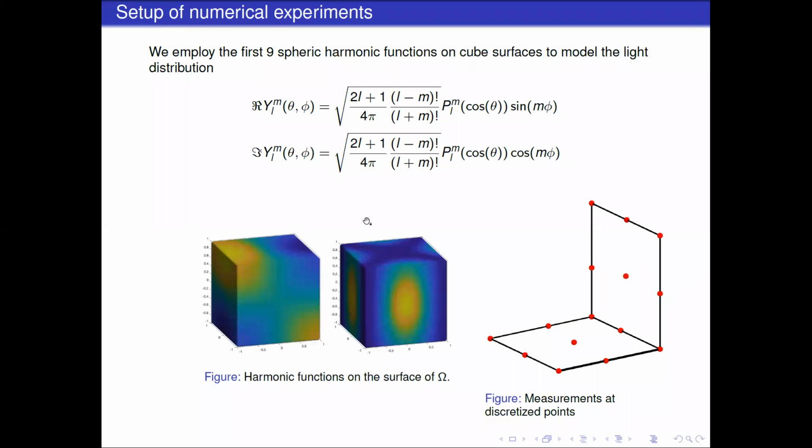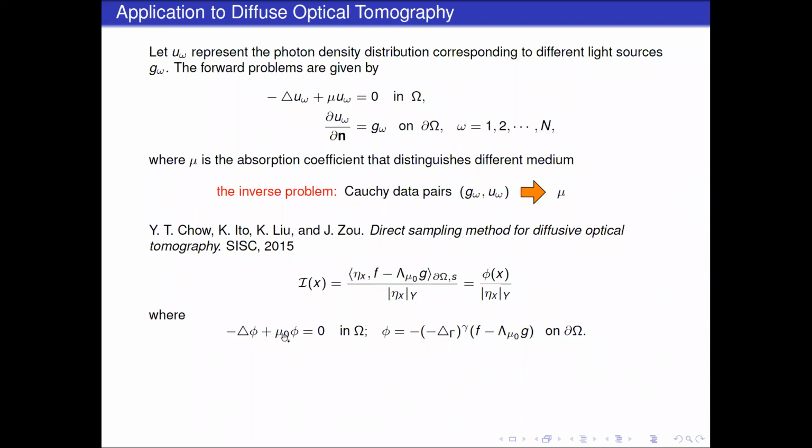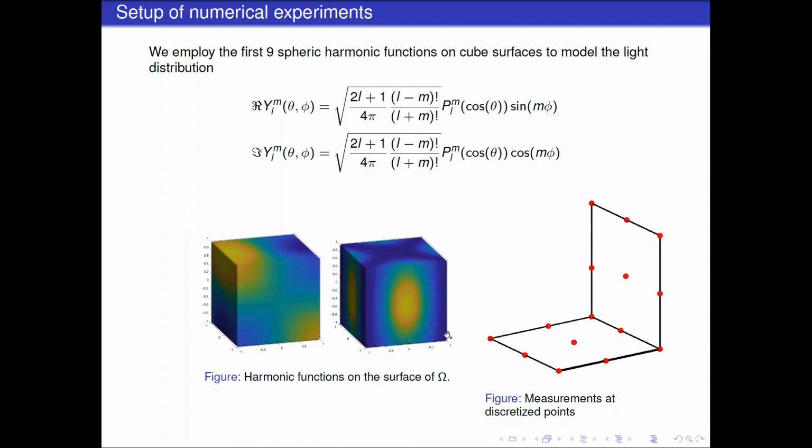So 3D is much more interesting. We use the harmonic function to model the function on the surface of this object to be reconstructed, and we use 9 harmonic functions, so there are 9 data pairs. We assume we can only obtain the data at very limited points, not every point, just some limited points. Then we use the data to do linear interpolation and use the linear interpolation as a boundary condition to compute the data functions V. So this is our approach.